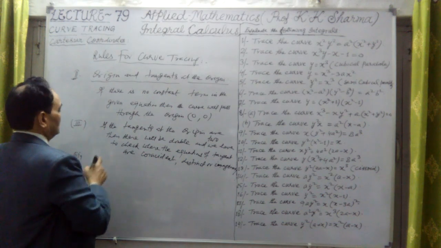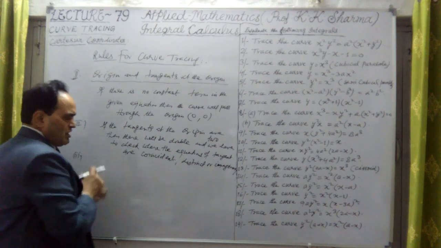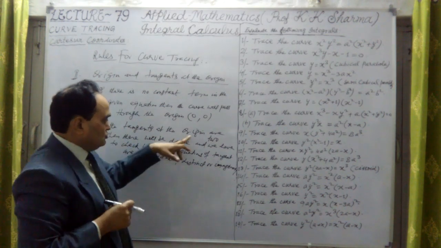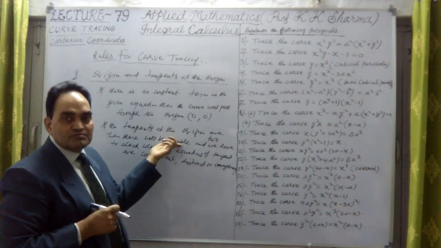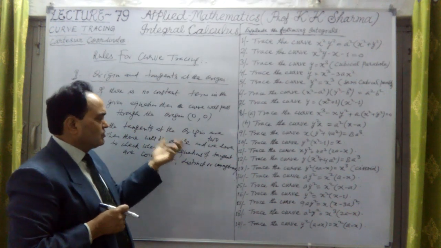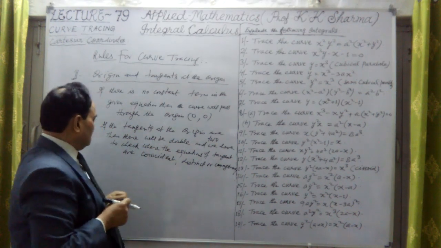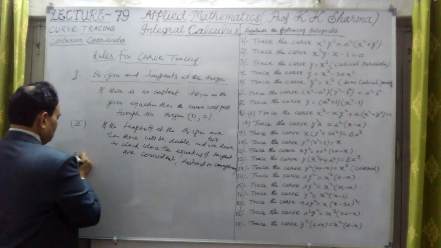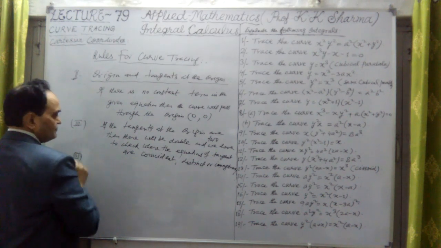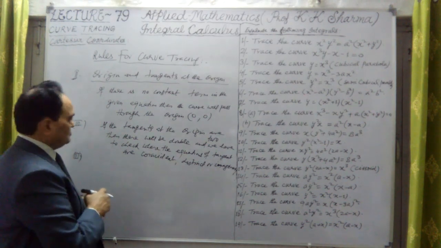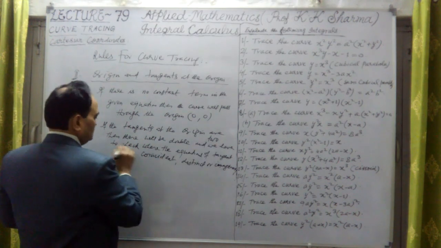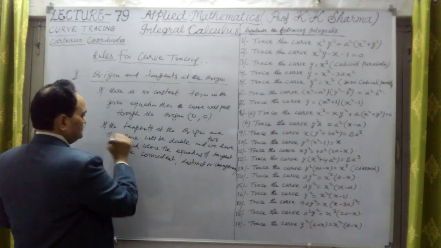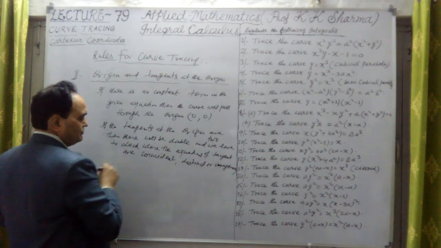Okay, so this is the point here, the constant term, and then the third point we talked about. If the origin is a double point, that means we have found two tangents upon the given origin or given point. And that is the point that we described, that if the tangents at the origin are 2, then there will be a double point.